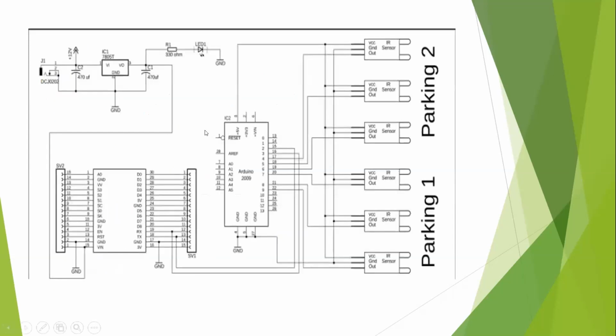And this is the diagrammatic view of the Arduino connected to the parking slots. This is the Arduino Uno board, and we connected to digital pins 2, 3, 4, 5, 6. These are the output pins connected to the Arduino board. We give VCC and ground from the power supply lines to run the IR sensors. The output we take from the IR sensor to the Arduino input is only through the digital pin lines.